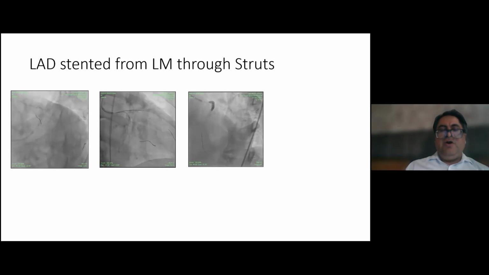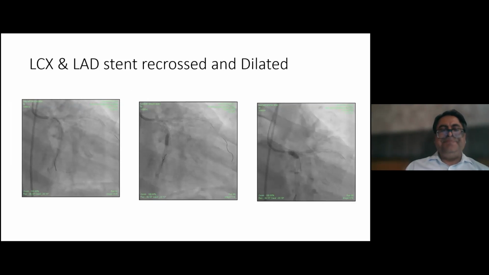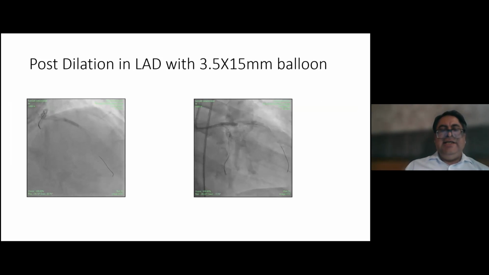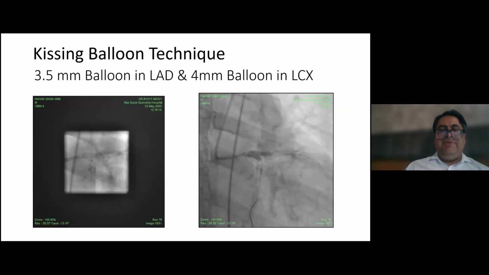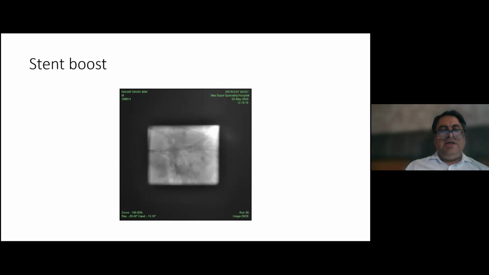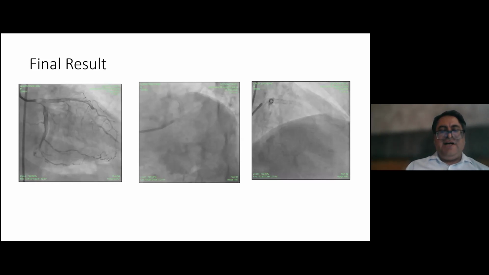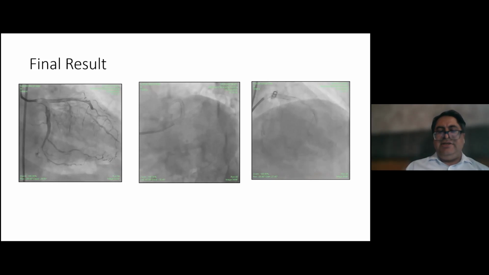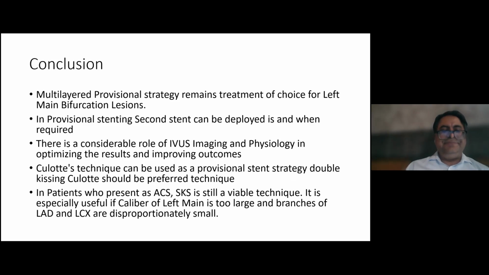So actually, a Culotte procedure was contemplated. LCX and LM stent were recrossed and dilated. There was a post dilatation in the LAD with a 3.5 millimeter balloon. Then a kissing balloon technique. We did a kiss with a 3.5 millimeter balloon in LAD, 4 millimeter balloon in LCX, and a final POT was done. So this is the stent tools. You can see very good formation of carina, fully expanded stents, and this was the final result. You can see a very nice result with the Culotte technique.